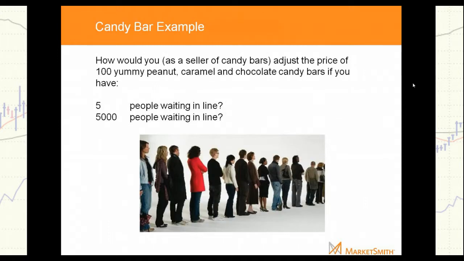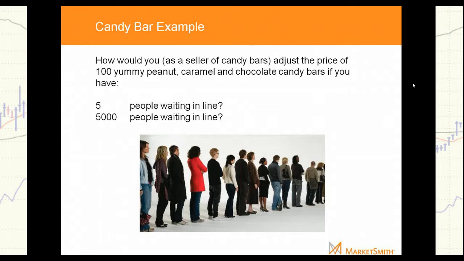So to really try to illustrate this concept a little bit further, let's just use a little candy bar example. So we'll kind of step away from the stock market. And so say you're a seller of candy bars, and you have a number of different candy bars here. And so really thinking about it, you have all this supply of candy bars. And so how would you really adjust the price if you had 5 people waiting in line or 5,000 people waiting in line, right?